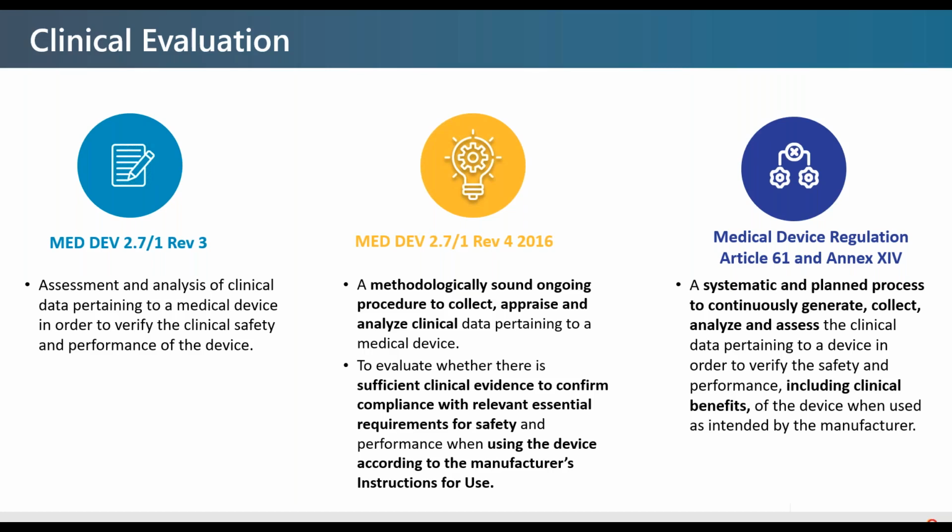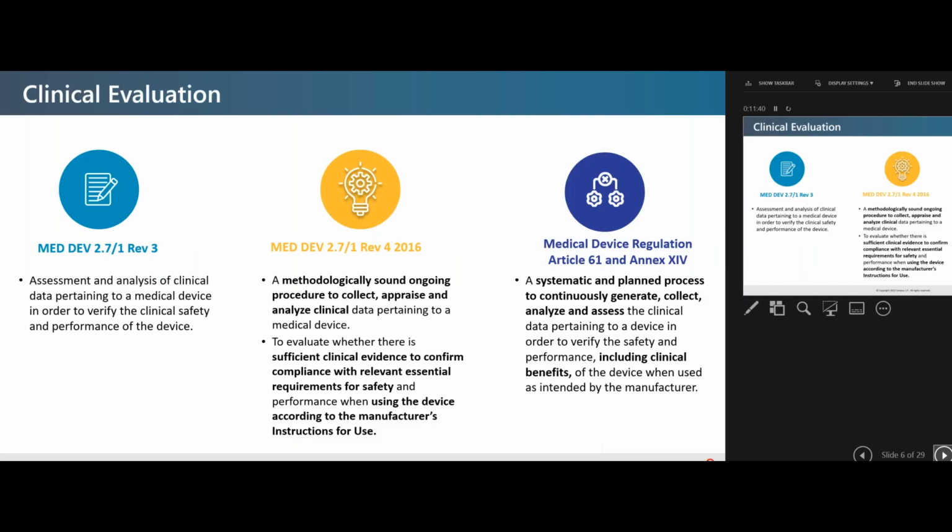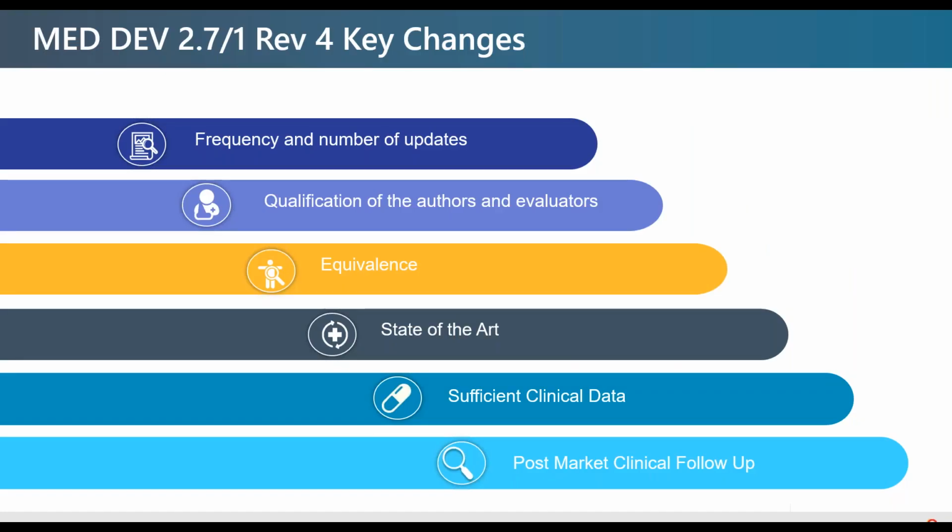And then the medical device regulation came out, and Article 61 and Annex 14 talk about that. They really say similar things, a systematic, planned process, and they added clinical benefits to the definition. So I know it was 2016, and a lot has happened since then, but really you need to go back to this MedDev update and see what is required in it, because even today I see people not following this.